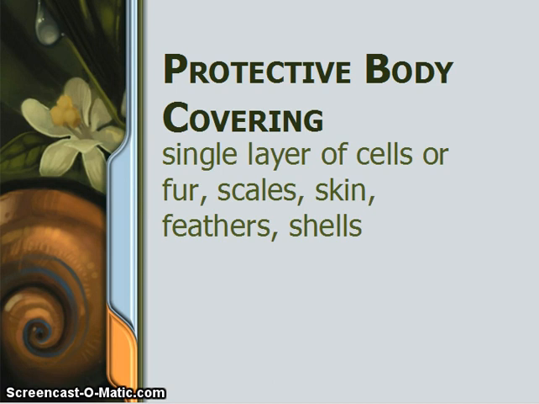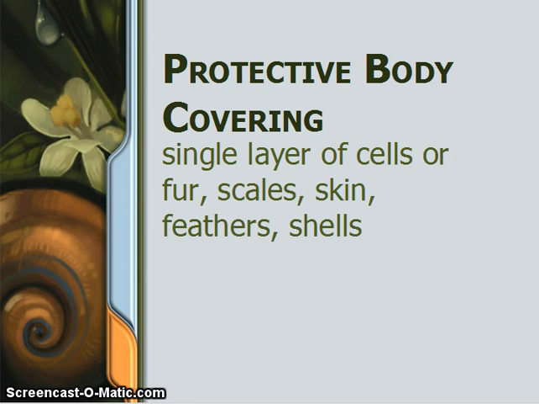As we look at the covering of animals, typically animals are going to have, well, there is no typical for an animal. Some animals have a single layer of cells, as you see here on the slide. Some have furs, some have scales. You and I, we have skin and hair. Feathers, shells. Different animals are going to have different protective body coverings, but every member of the animal kingdom does have some type of protective body covering.